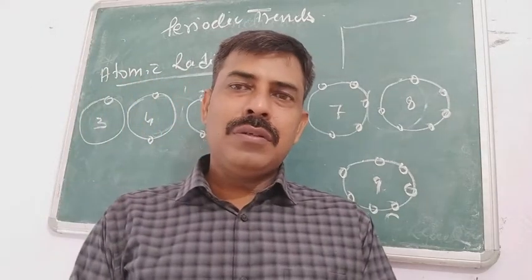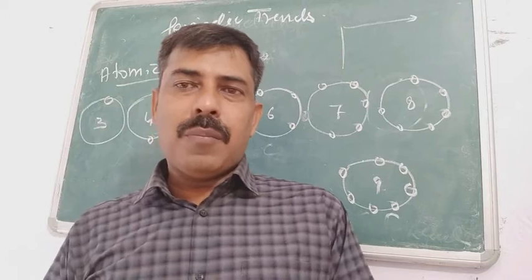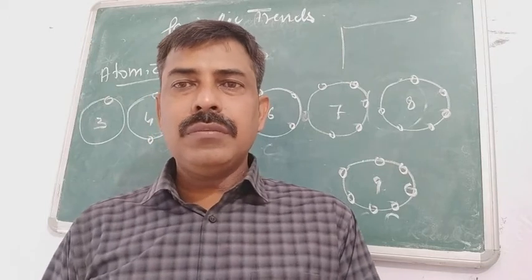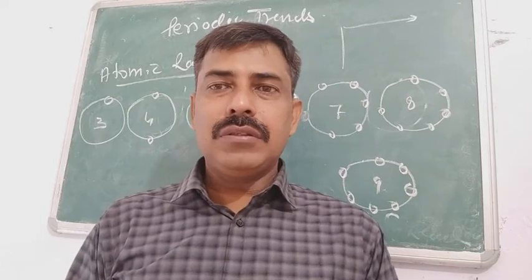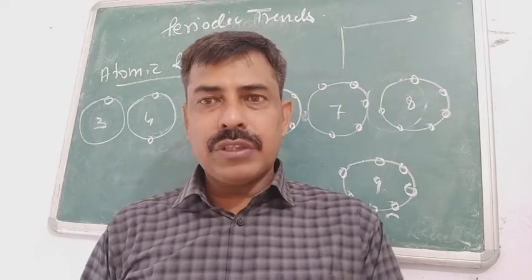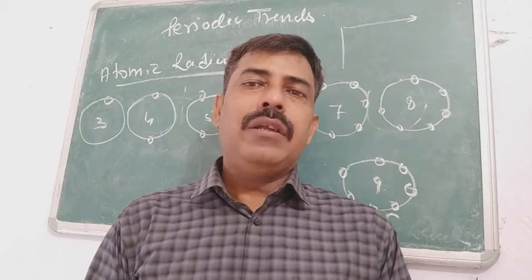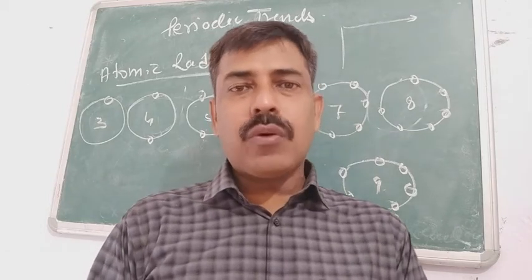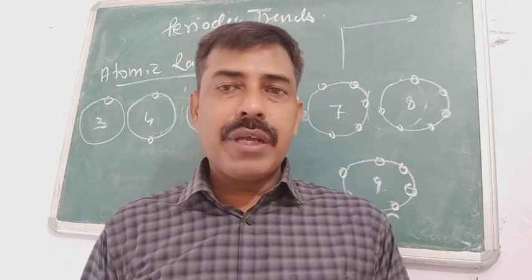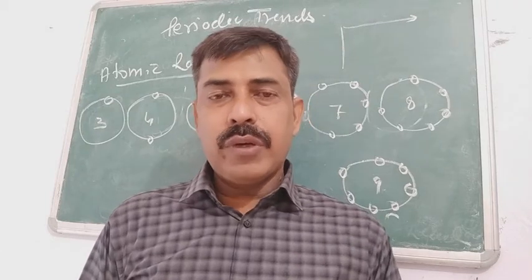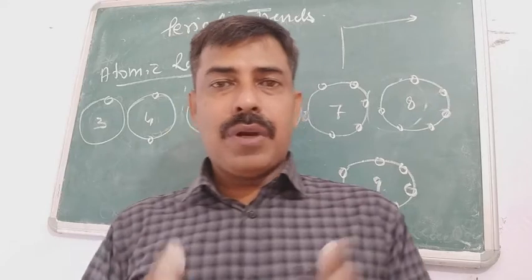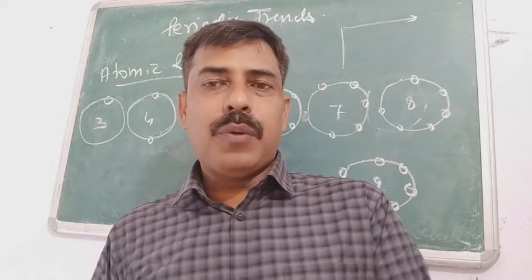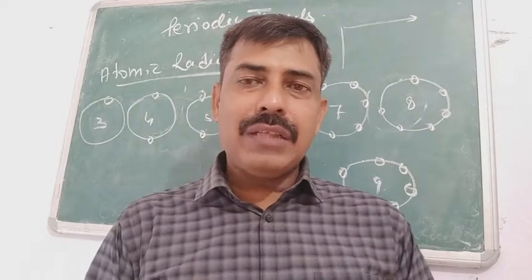Good morning, everyone. Last time we discussed the modern periodic table and the placement of the elements in the periodic table. This time we are going to discuss periodic trends, and the first periodic trend we are going to discuss is the atomic radius. We will discuss how the atomic radius varies from left to right or from top to bottom, that means in the period as well as in the group.